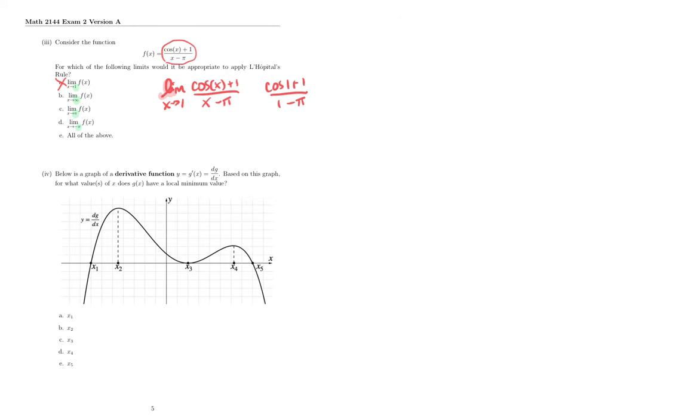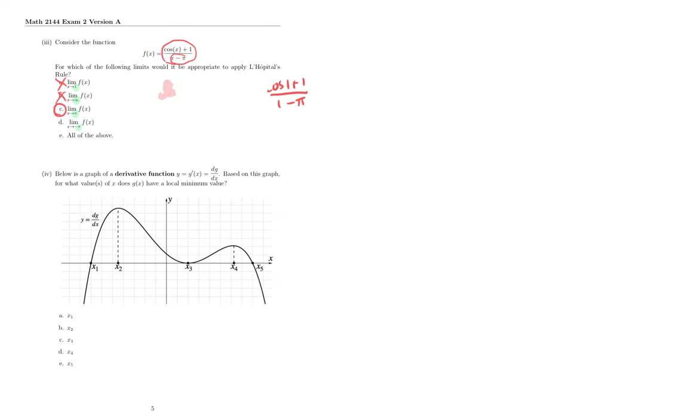For the next one, as x goes to infinity, the denominator will be going to infinity, but the numerator will be bounded. I know cosine gets no bigger than 1 or minus 1. So the top will be bounded, but the bottom will be going to infinity. So B does not work. As x goes to pi, I know that the denominator is going to 0, and the numerator is going to 0, actually, because cosine of pi is minus 1. So, yeah, that one works, actually. It's going to 0 over 0.